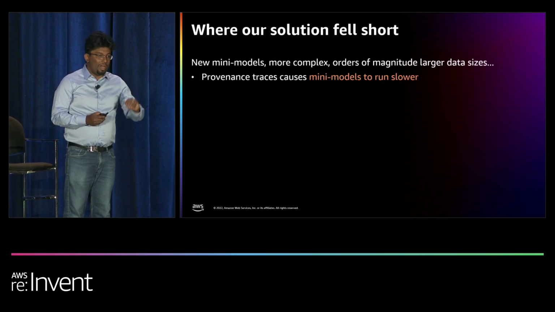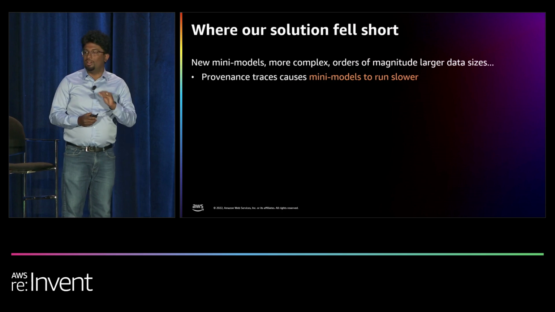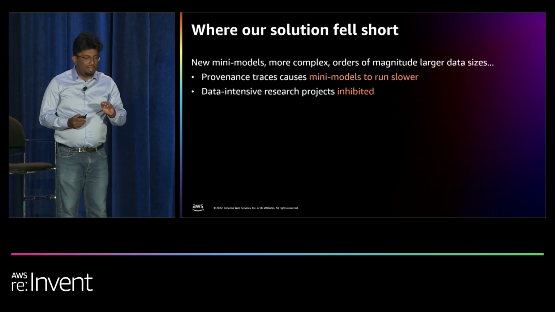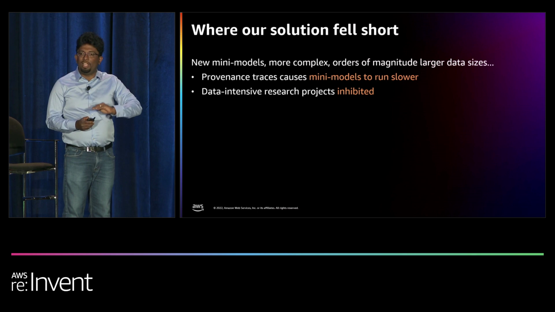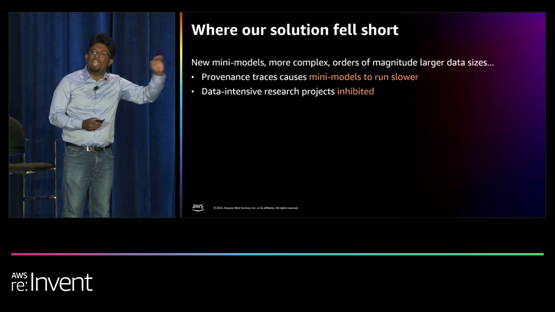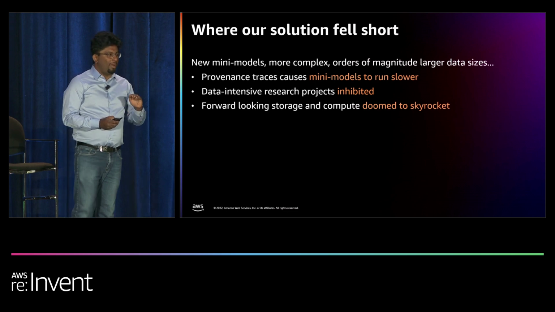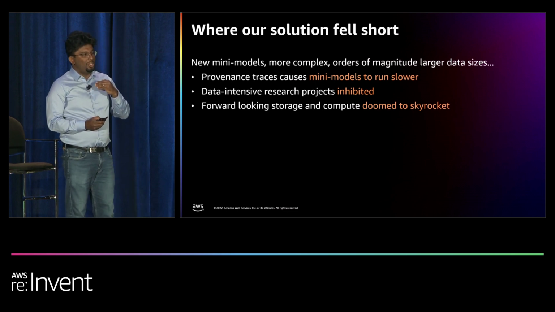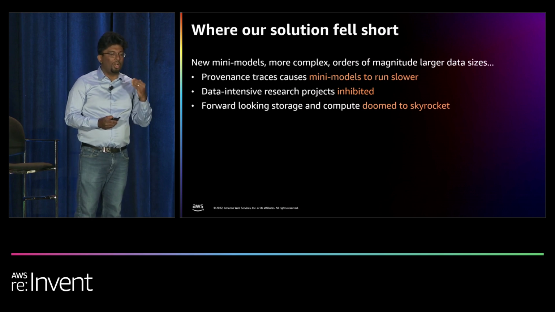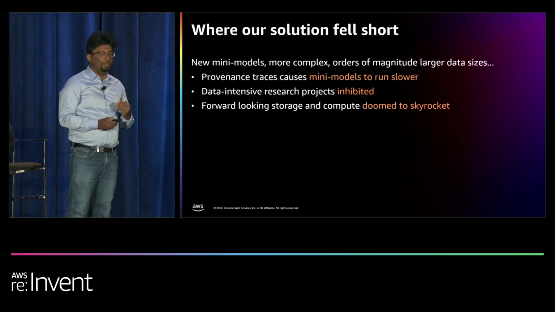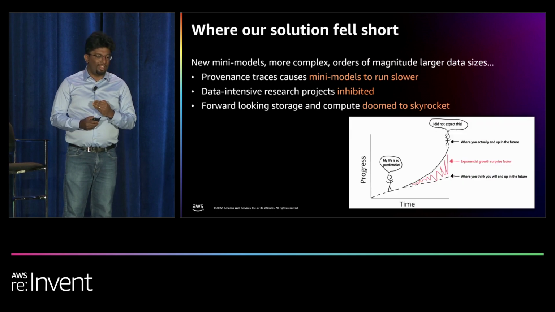So these traces start to cause models to run slower. We knew that. But what happens is that, especially when we get into more complex research or more data-intensive research, suddenly things just don't work. And then as you operate these systems, as you look at the cost, the storage, the compute, you suddenly realize these are doomed to skyrocket. Life is not so predictable, because where you thought the success would lead you versus where it'll actually end up is quite different.